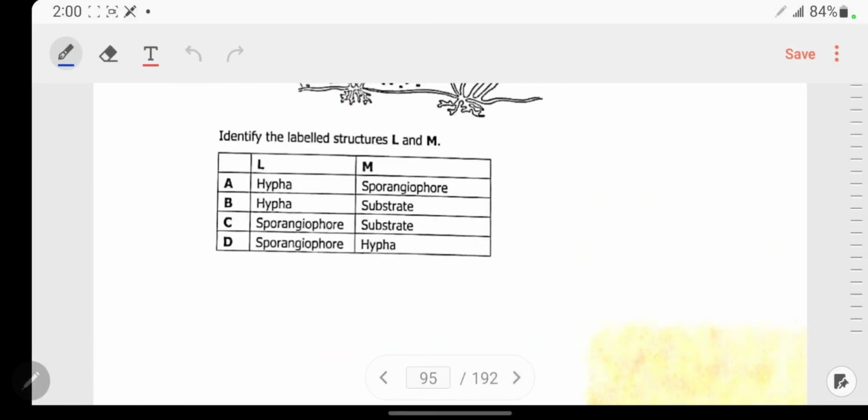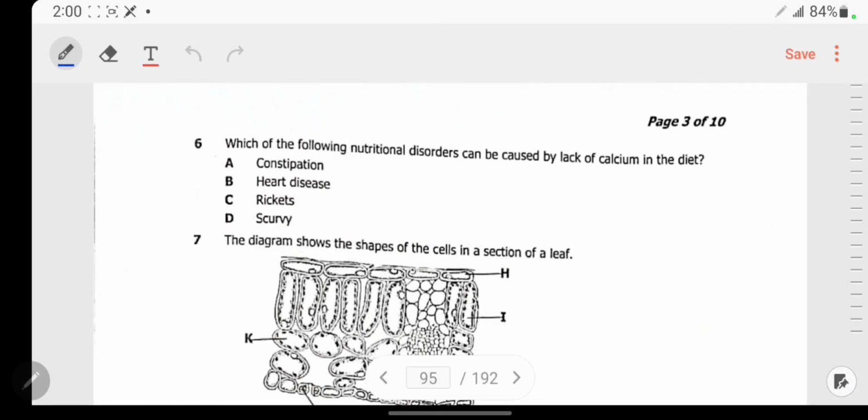Let's go to the next question, which is question 6. We are told: which of the following nutritional disorders can be caused by lack of calcium in the diet? Calcium is a chief component in forming the bones. So the only disease here, constipation, no, that's roughage. Heart diseases, no. Scurvy, that's vitamin C. So the correct answer here is rickets, weak bones and all that.